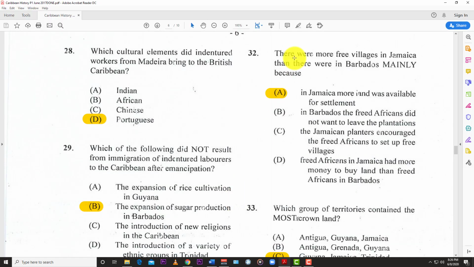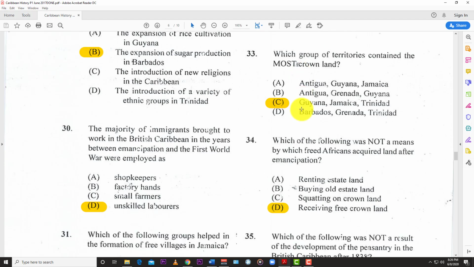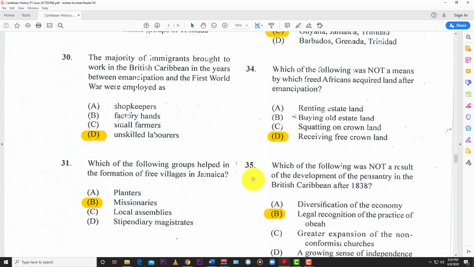32. There were more free villages in Jamaica than there were in Barbados, mainly because A, in Jamaica more land was available for settlement. 33. Which of the following territories contain the most crown lands? And of course the answer is C, Guyana, Jamaica, and Trinidad.